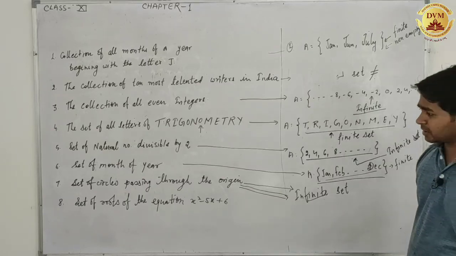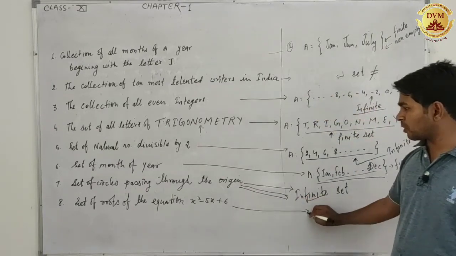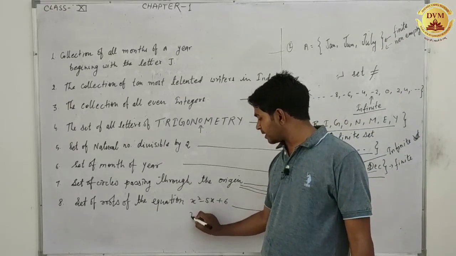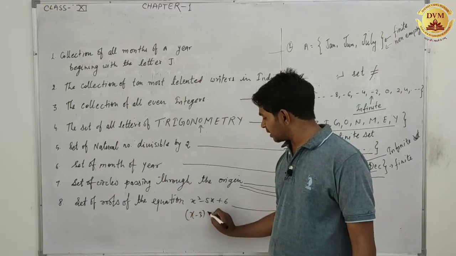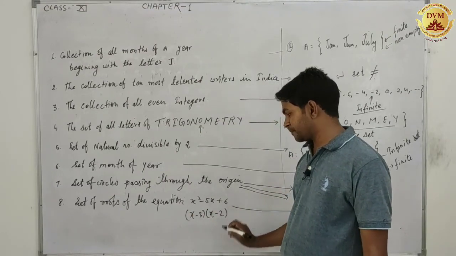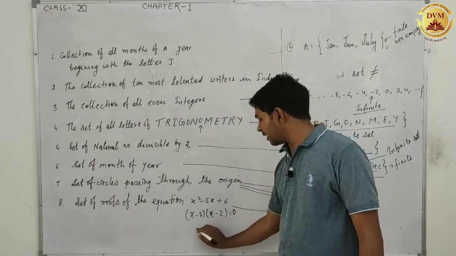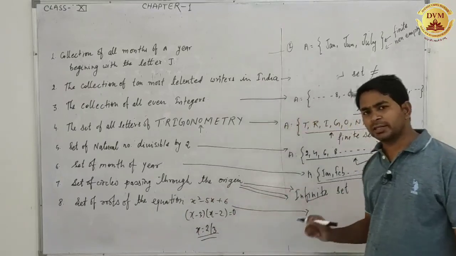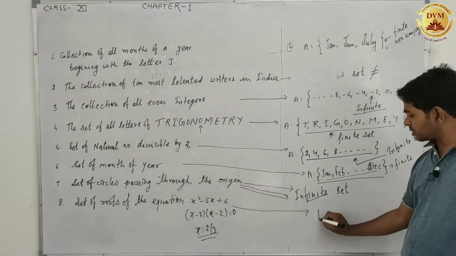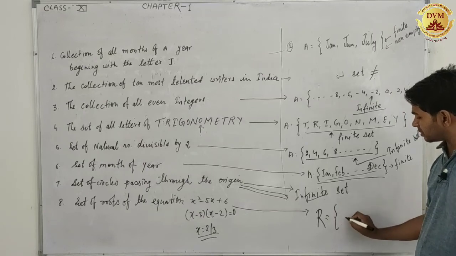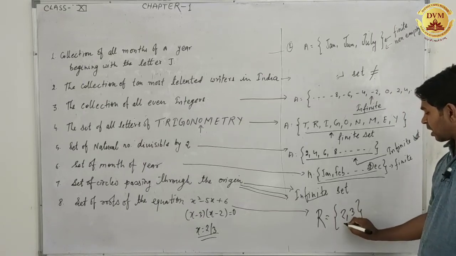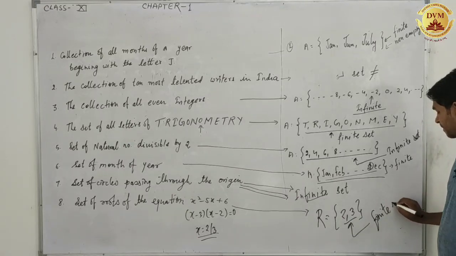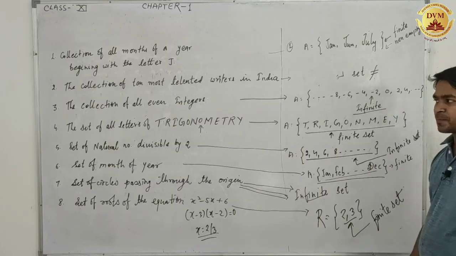Okay, next is the set of roots of the equation x square minus 5x plus 6. When we factorize the equation, the factors are x minus 2 and x minus 3, and by setting them equal to 0, it gives 2 and 3 as the roots of this equation. So the set of the roots of this equation is 2 and 3. There are only 2 elements, so it comes in finite sets. Okay.